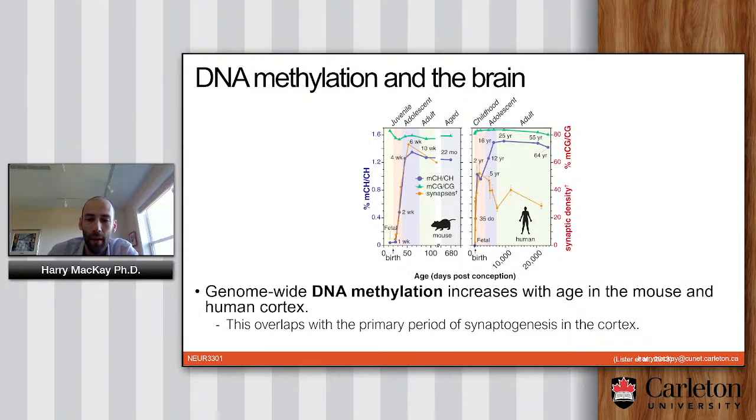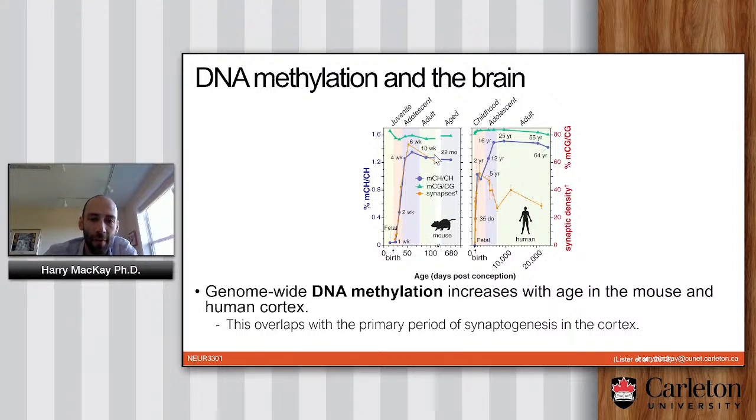Okay, so let's just take a little bit of a breather and give you some basic facts about DNA methylation in the brain. I'm going to speak about this in rather general terms because I think you've heard enough about the really technical side of DNA methylation, at least for now. We're only halfway through the lecture, but we'll see. So here's a basic fact about DNA methylation. It increases in the mouse and human cortex with age, and it increases in the brain as a whole.